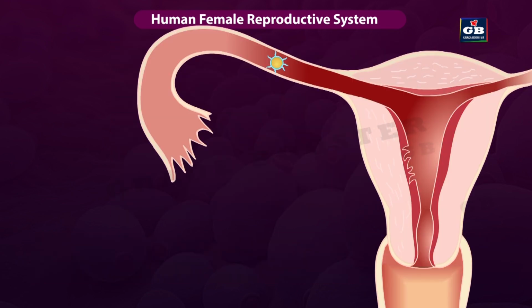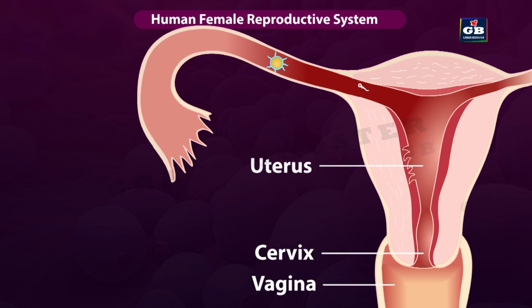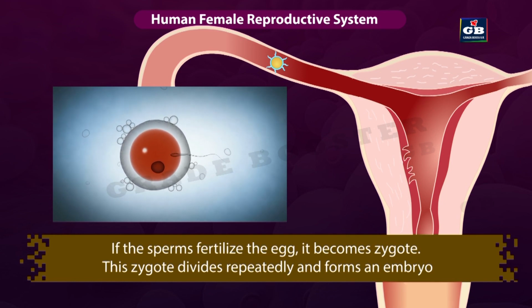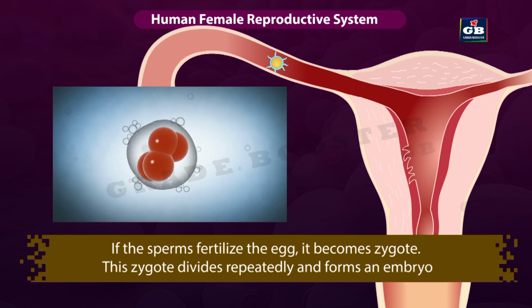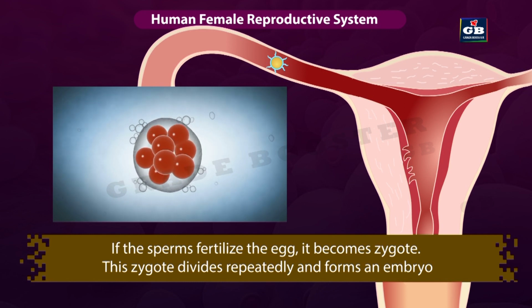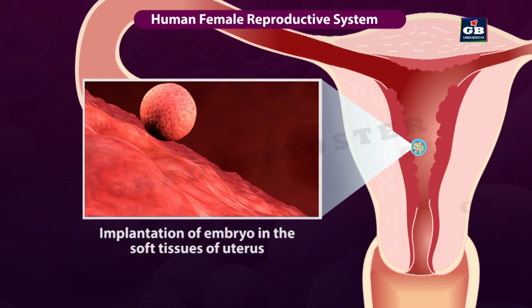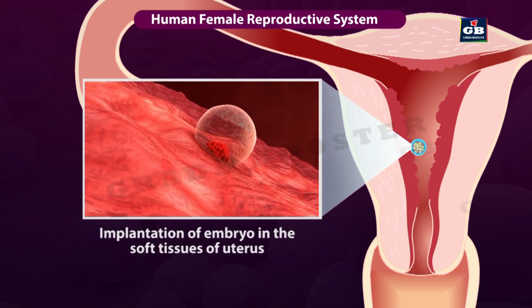The sperms deposited by the male in the vagina during sexual intercourse travel through the cervix and uterus, and reach the egg present in the fallopian tubule. If the sperms fertilize the egg, it becomes a zygote. This zygote divides repeatedly and forms an embryo. This embryo moves towards the uterus and gets implanted in the wall of the uterus.